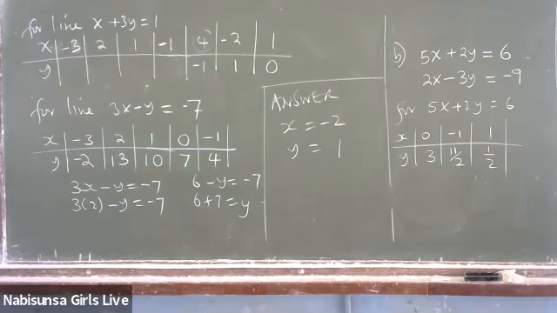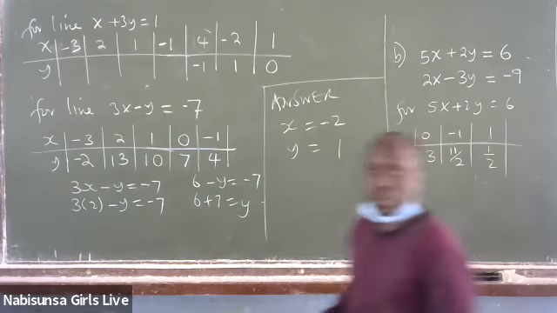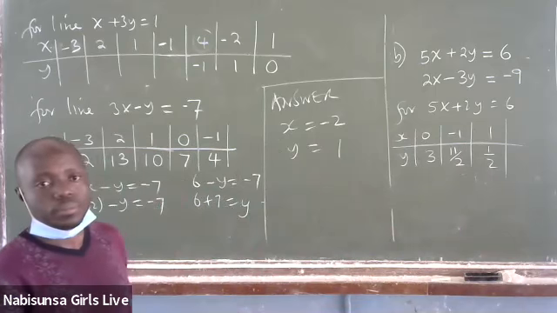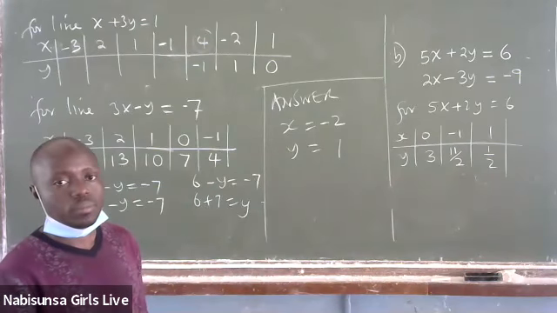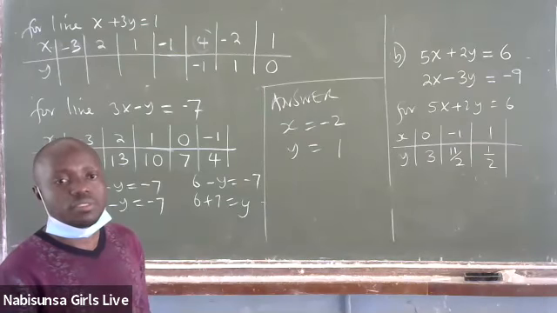What was your value? Excuse me, teacher. Yes, please. On the second equation, is it 2x minus 3y is equal to negative 7 or negative 9? Negative 9.